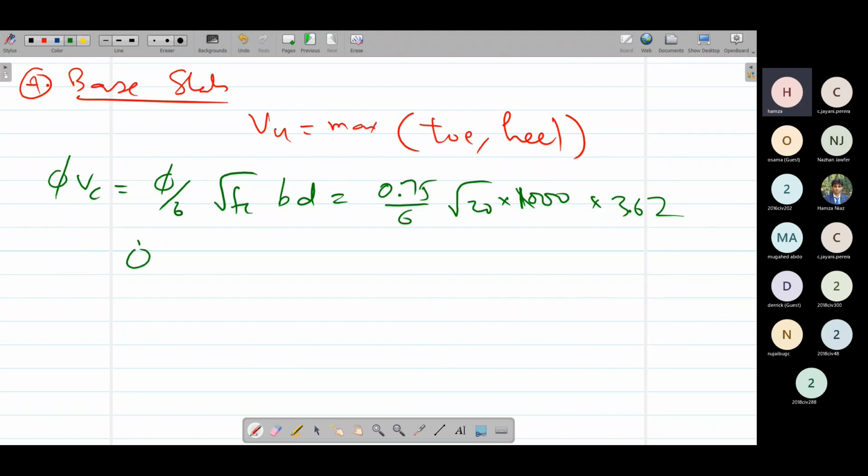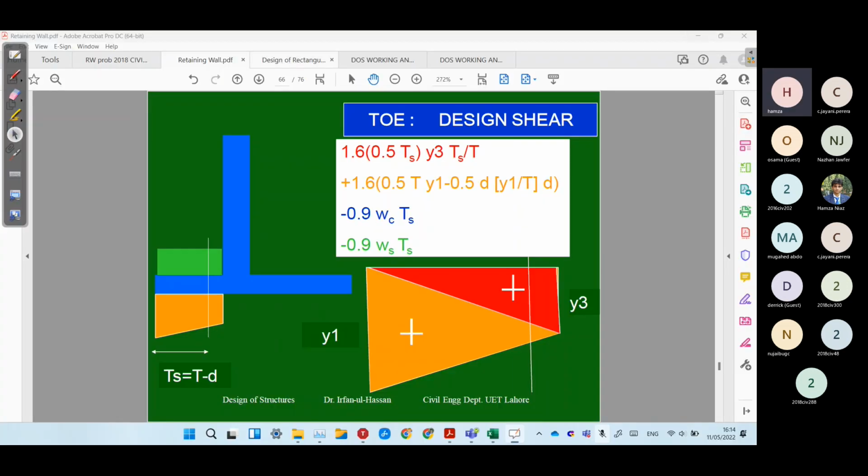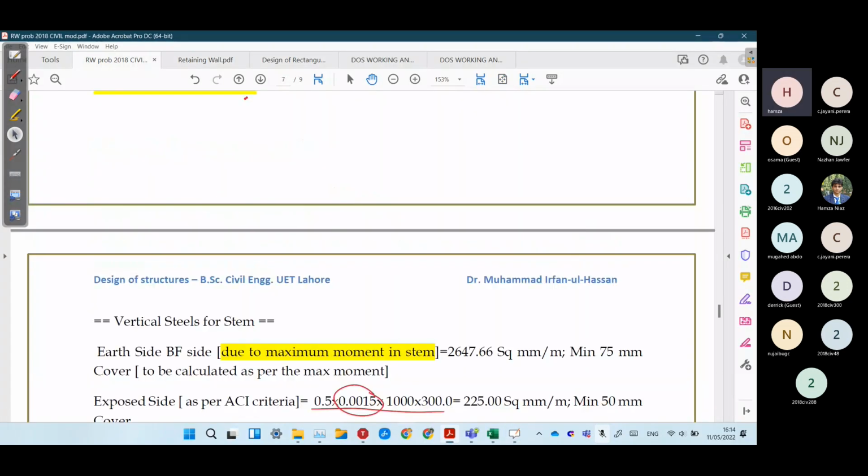So if phi VC is greater than VU, then that's fine. No need of doing anything. If phi VC is less than VU, then we have to revise the thickness of base slab. So what I said at the start, that thickness of base slab is not very important because we can design this in the last step as well. So in this question, it came less than phi VC.